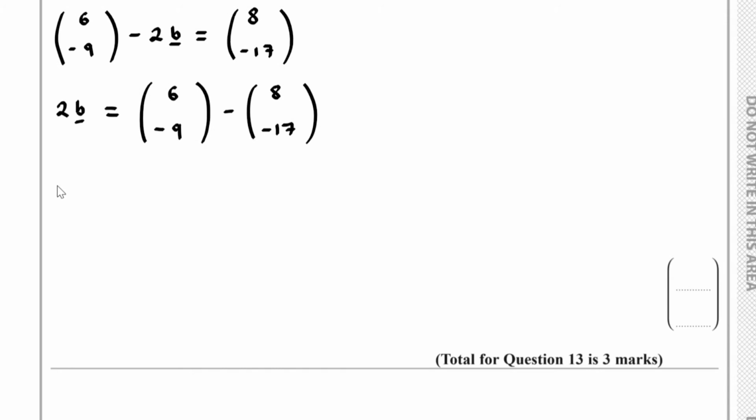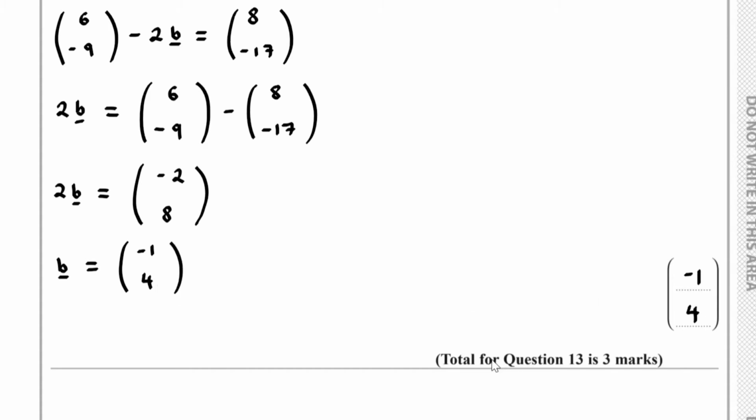So if we work out what 2B is, 6 subtract 8 is -2. Negative 9 subtract negative 17, well, that will be positive 8. And therefore, to find out what the vector B is, I need to half this, so I get (-1, 4). So that's what the vector B is.